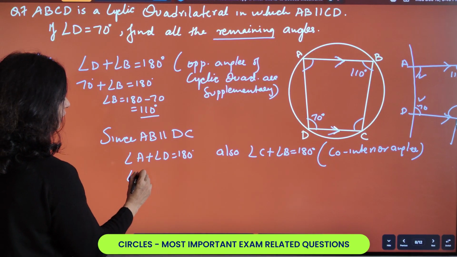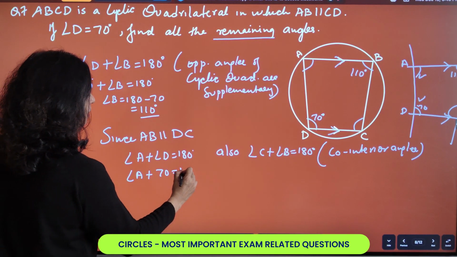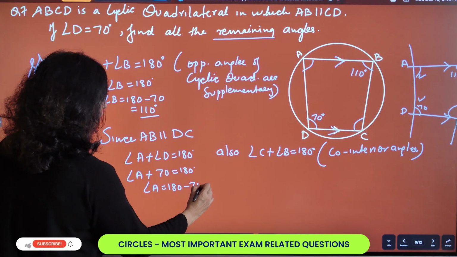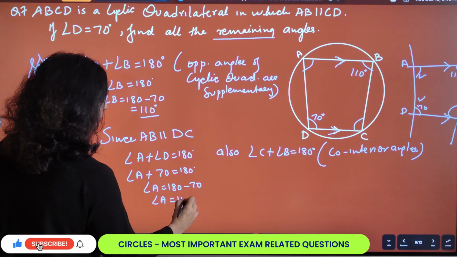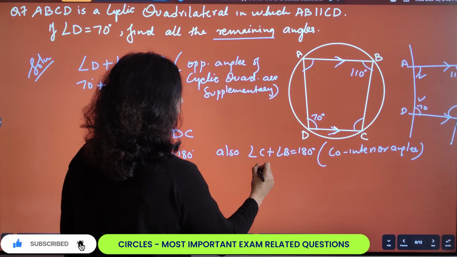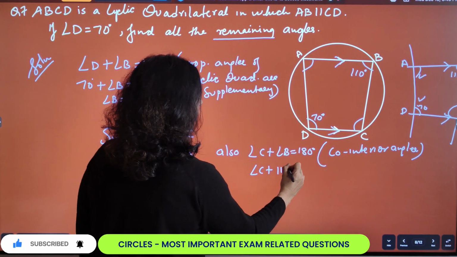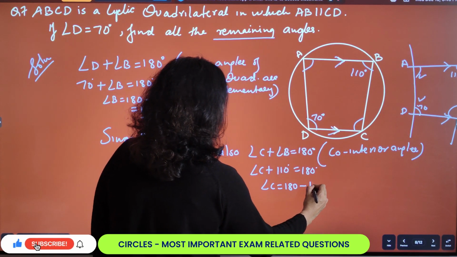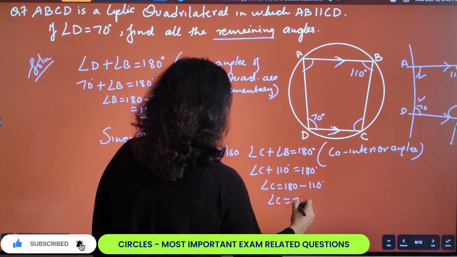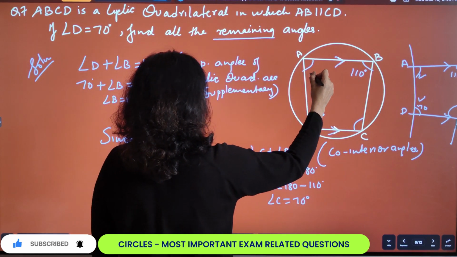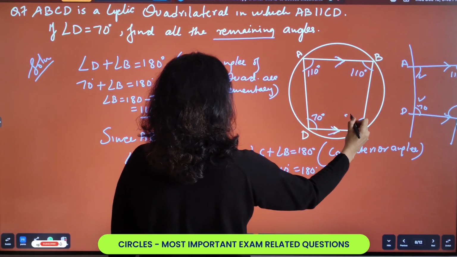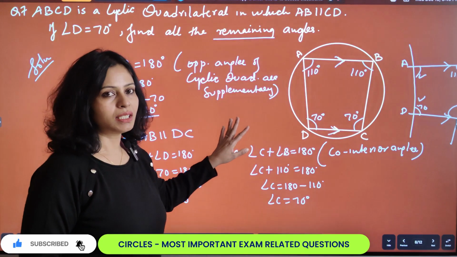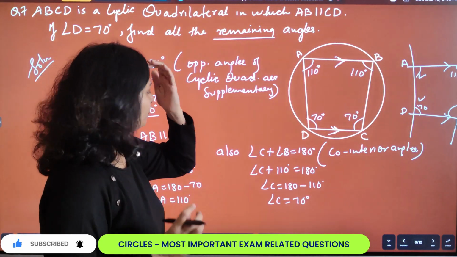Angle A we can find out here, angle D we have 70. So angle A will be 180 minus 70, that is 110. Similarly here angle C we can find, angle B we have 110. So angle C will be 180 minus 110, that is 70 degrees. So here we got 110, here we got 70 degrees. This is how we get all the angles of this cyclic quadrilateral.